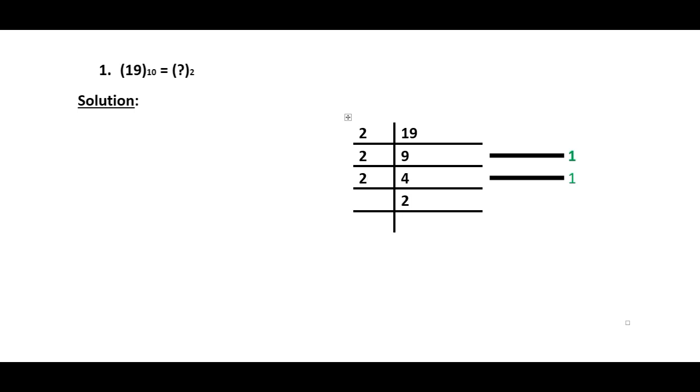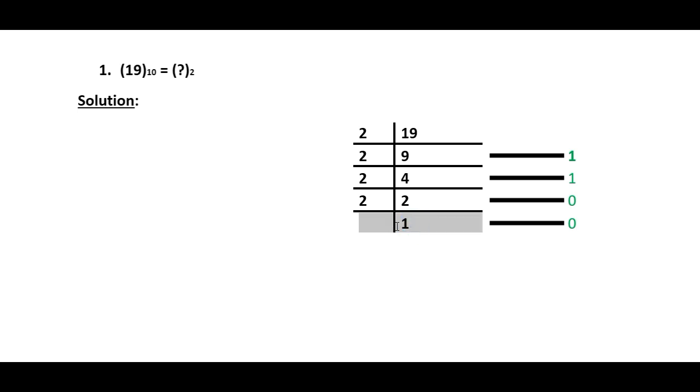2 2s are 4 and 0 remainder. Whereas 2 1s are 2, and again 0 remainder. Here is the 1.